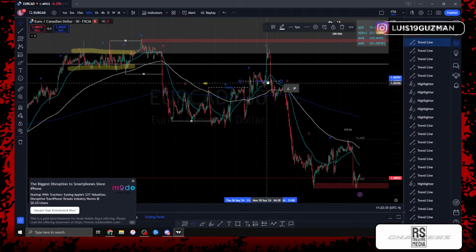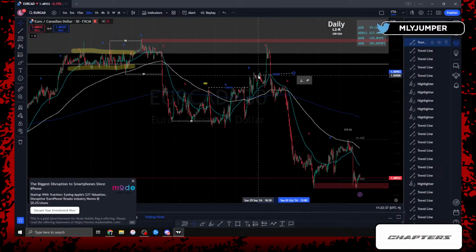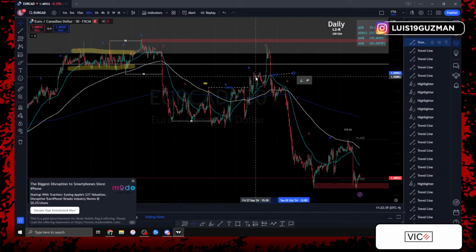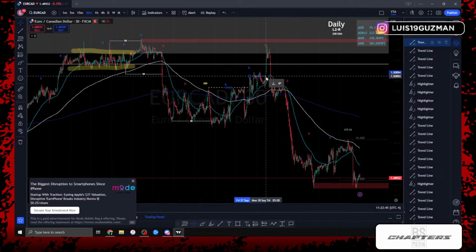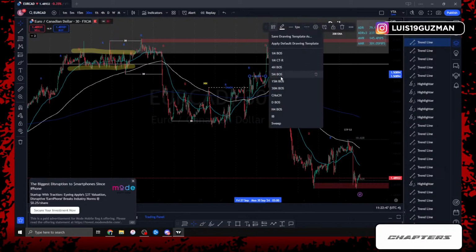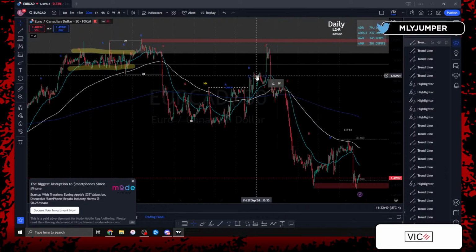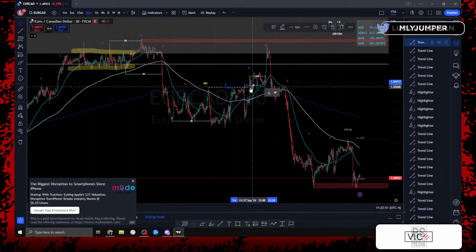Right, I would put all of this as pullback. And the reason I would do that is just for the internal time frame. Alright, so we could say change of character.